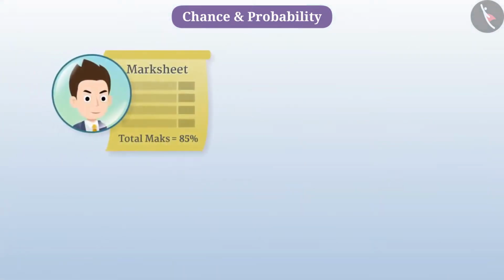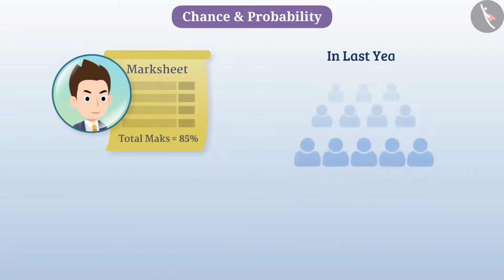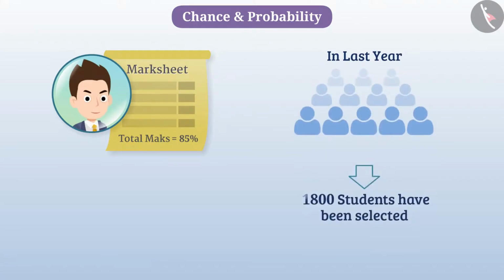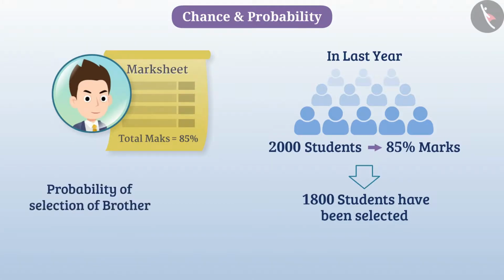Suppose your elder brother has got 85% marks in a government examination. If last time 1,800 students were selected out of 2,000 candidates who had secured 85% marks, then we can say that the probability of selection of your brother is 1,800 divided by 2,000, that is 9 out of 10. Now, you can find out more such situations by yourself.